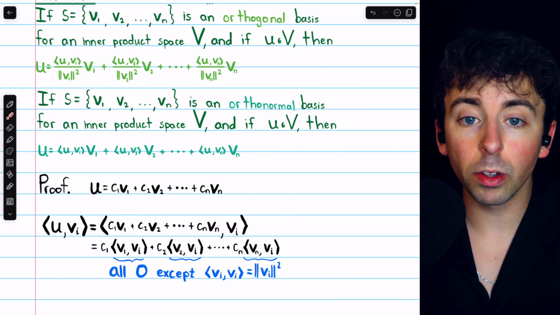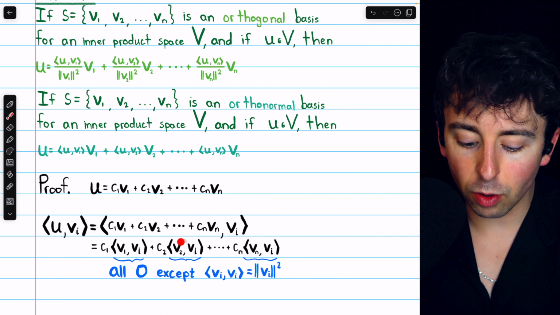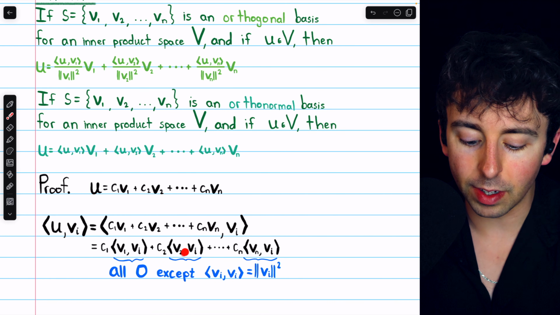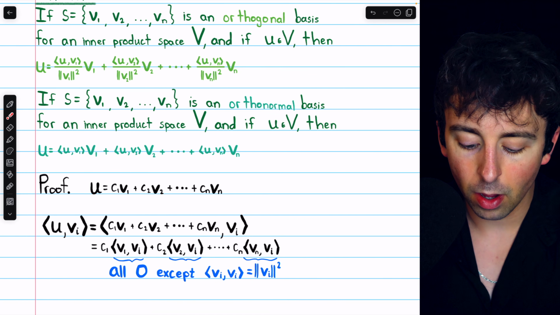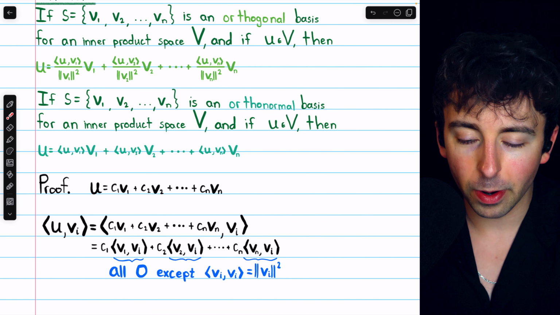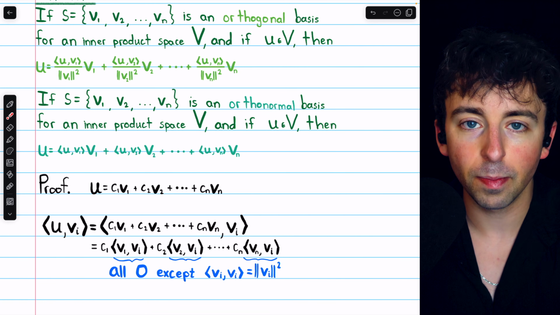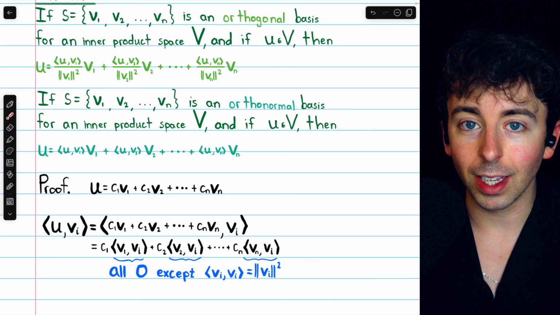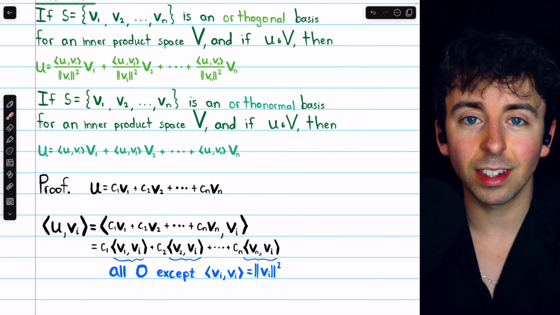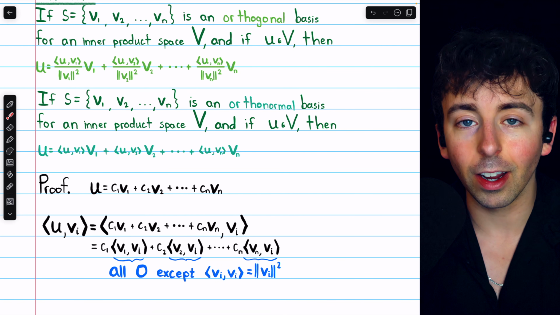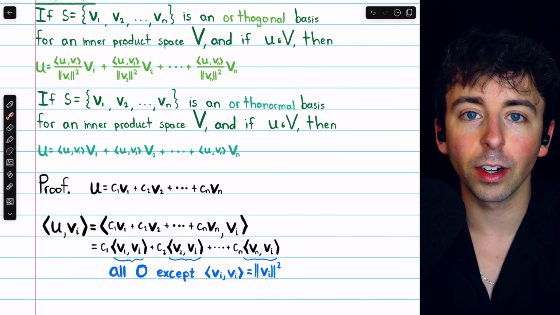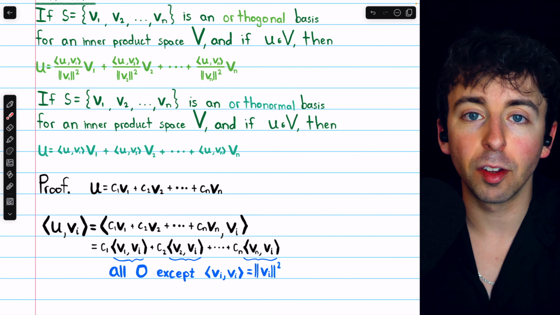Now, just as in our earlier proof, all of these inner products, v1 with vi, v2 with vi, and so on, all of them must be 0, except the inner product of vi with itself, which is the square of its magnitude. We know all the other ones are 0, again, because they're inner products of distinct vectors from an orthogonal set. So they have to be orthogonal, which means their inner products have to be 0.